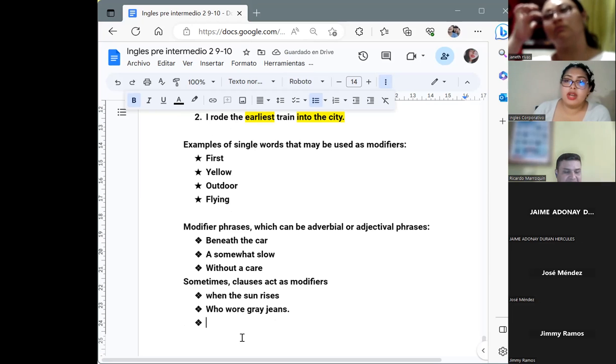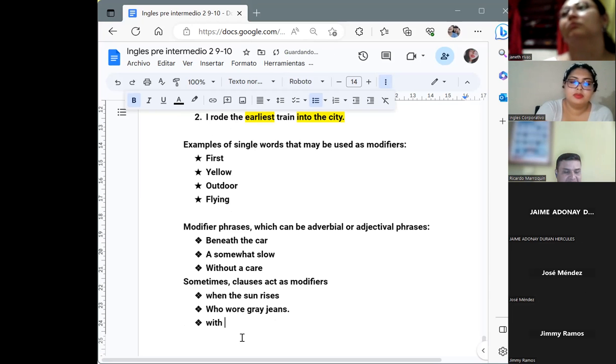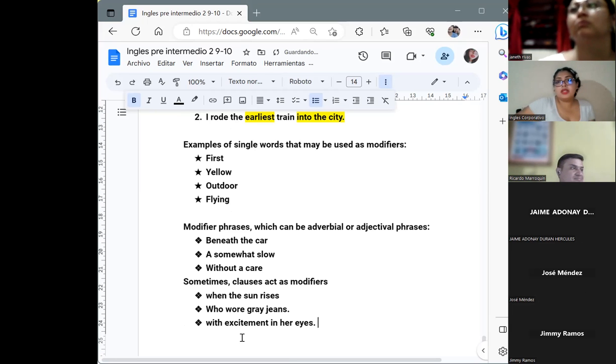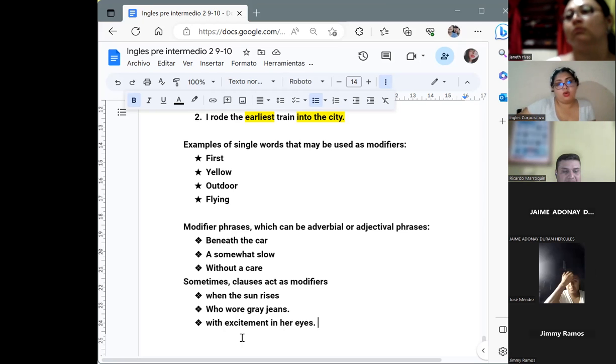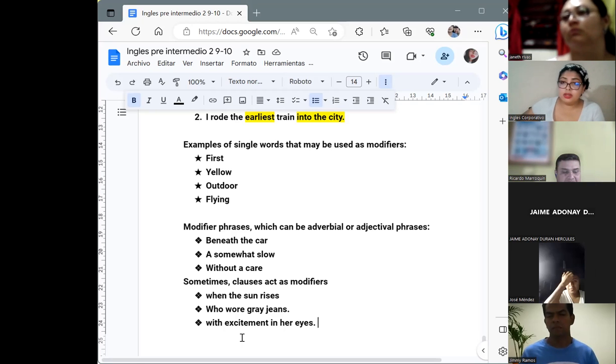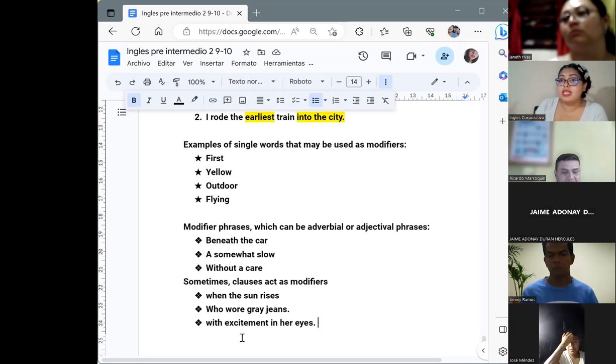With excitement in her eyes. My baby girl was talking about her dream. My baby girl was talking about her dream with excitement in her eyes. Mi hija me estaba contando sobre su sueño con emoción en sus ojos. So in that case, I am adding more information to the things that I am telling you.